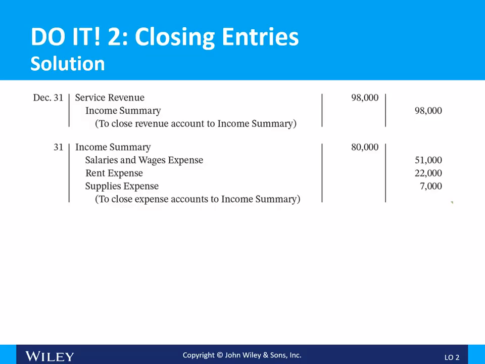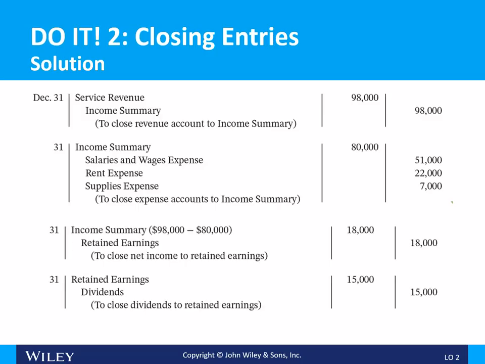Once we've closed revenue to income summary and expenses to income summary, the third entry we do is to close income summary to retained earnings. We have a credit of $98,000, a debit of $80,000. So a credit balance of $18,000 in that account after we do these two entries. So we're going to debit income summary and credit retained earnings. And that's this third entry here.